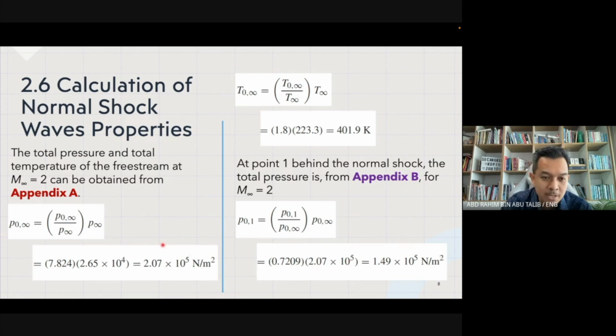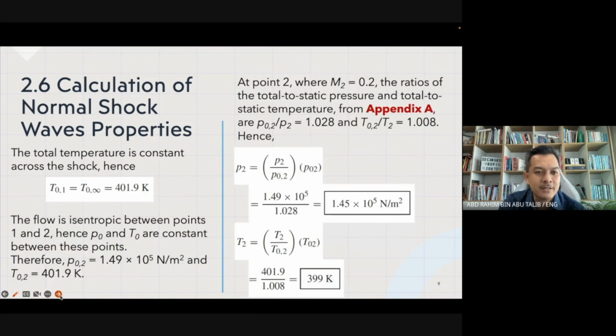So you have already obtained P0 free stream earlier. You plug in the number inside here, then you get the value of the pressure at position P01, so 1.49 times 10 to the power of 5 Newton per square meter. The total temperature is constant across the shock, so we know that the total temperature is the same, T01 equal to T0 infinity, which is 401.9 Kelvin.